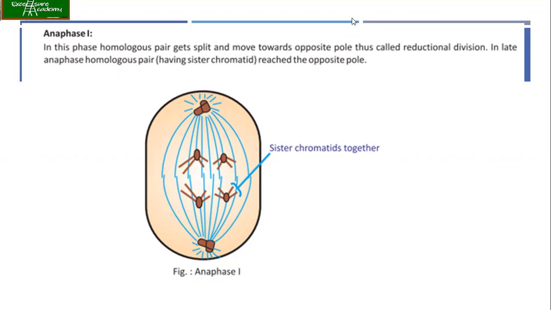Okay. So in this phase, the homologous pair gets split up and they move in the opposite direction. And thus it is called reductional. So here what is happening? It is getting divided into half now. Now in late anaphase, the homologous pair having the sister chromatids will reach the opposite pole.